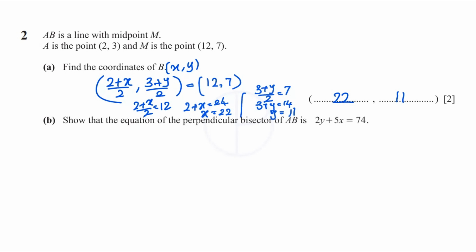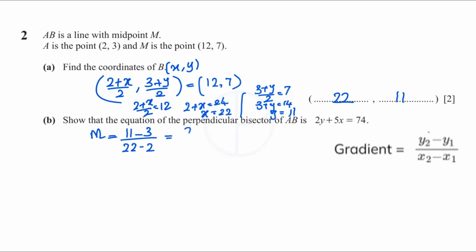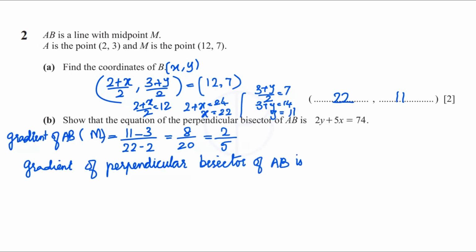Next part of the question is, show that the equation of the perpendicular bisector of AB is 2y plus 5x equal to 74. To find the equation of the perpendicular bisector, first we need to find the gradient of the line AB. So the gradient m is (y2 minus y1) divided by (x2 minus x1). y2 is 11 minus y1 is 3, divided by x2 is 22 minus 2, which is 8 divided by 20. 4 goes into 8 2 times, 4 goes into 20 5 times. So the gradient is 2 over 5. Gradient of the perpendicular bisector of AB is negative 1 divided by the gradient of AB, which is negative 5 over 2.